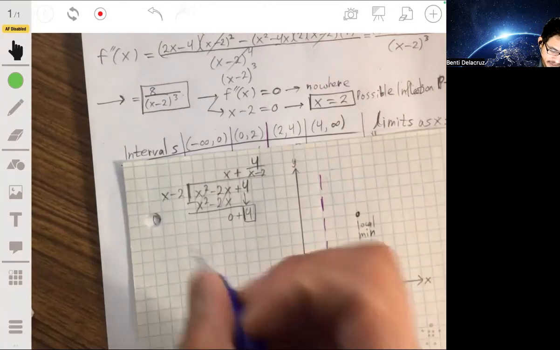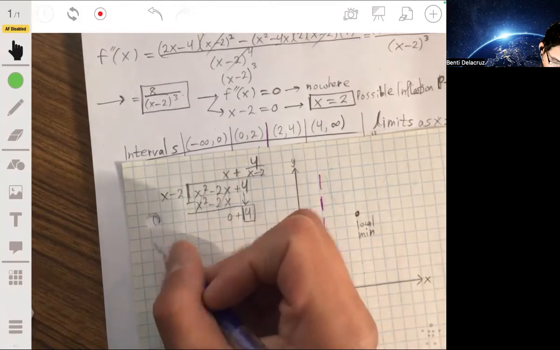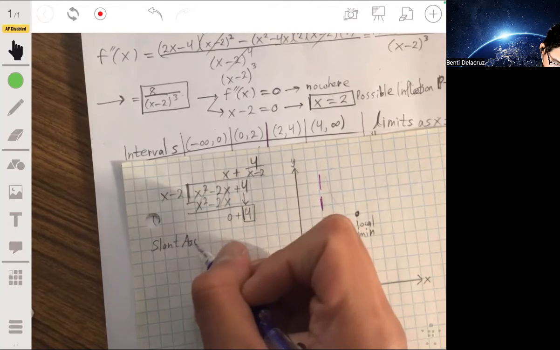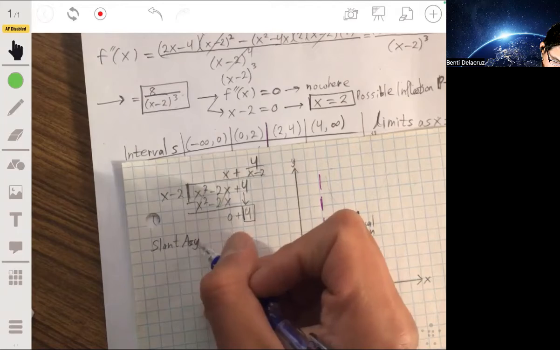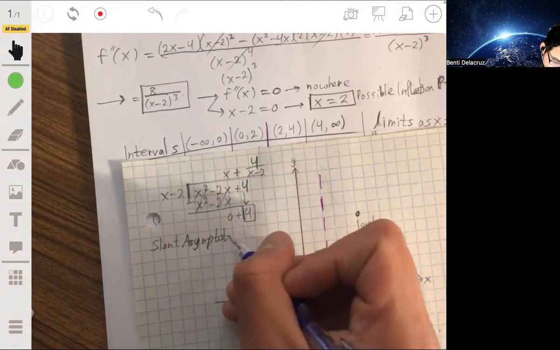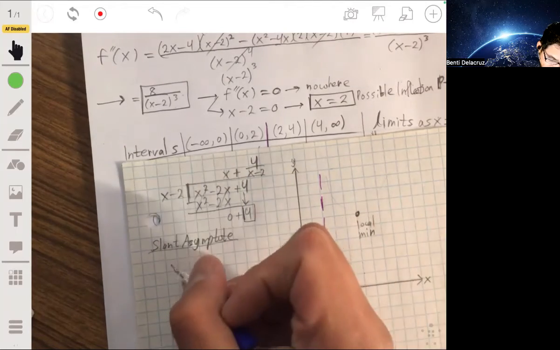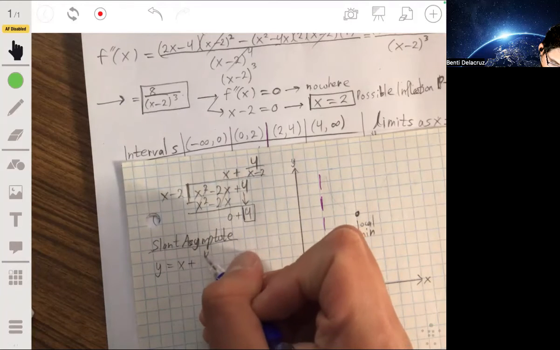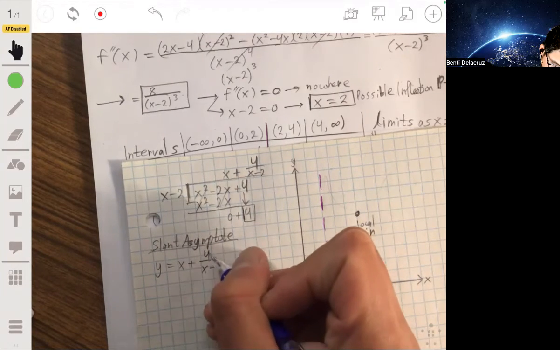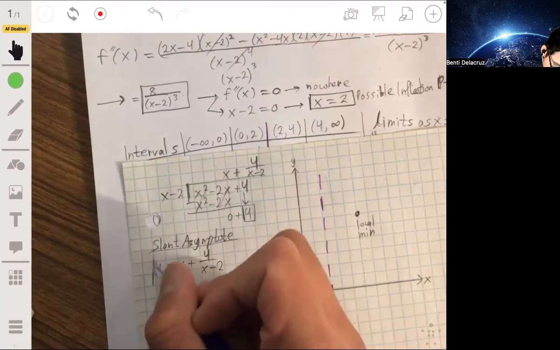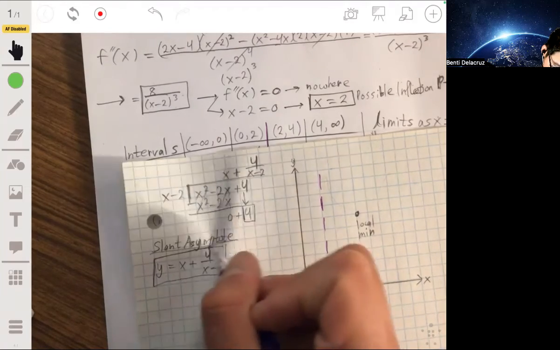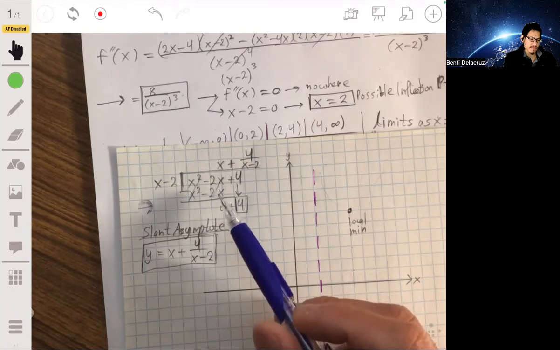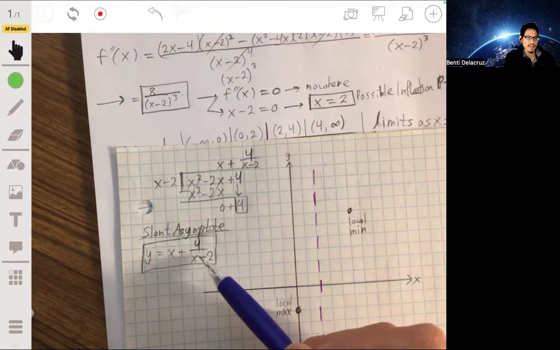Let me write this out. So then we get the asymptote. I want to intersect my graph. So we have the equation y equals x plus 4 over x minus 2. Now recognize these are the same equations, the same function. It's just written in a different way.